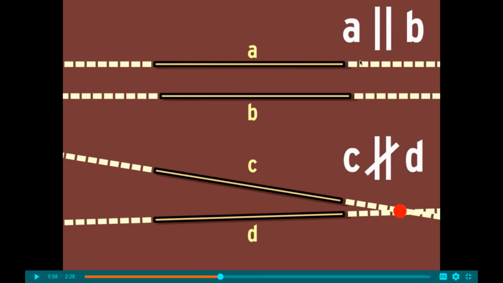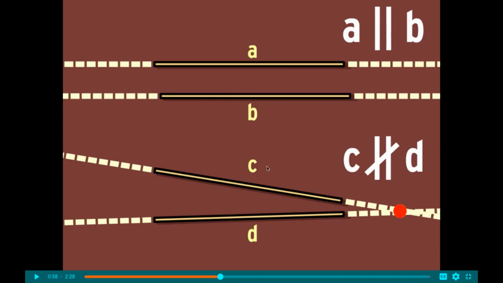So I want you guys to look at these symbols right here between these two letters. A represents line A, B represents line B, and these two symbols right here represent the word parallel. Notice that these two lines are not touching, nor will they ever touch.